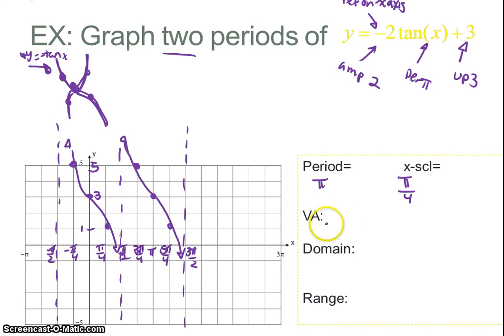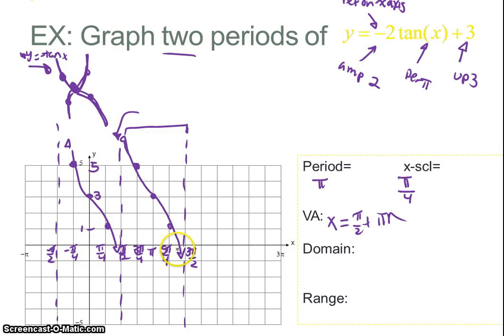So my vertical asymptote is going to be x equals, I look for my first non-negative asymptote, which is at pi over 2, plus the period, or the distance between the asymptotes, which is pi, from 3 pi over 2 minus pi over 2 is pi. So I wrote it pi n, you can write it n pi, both are correct.